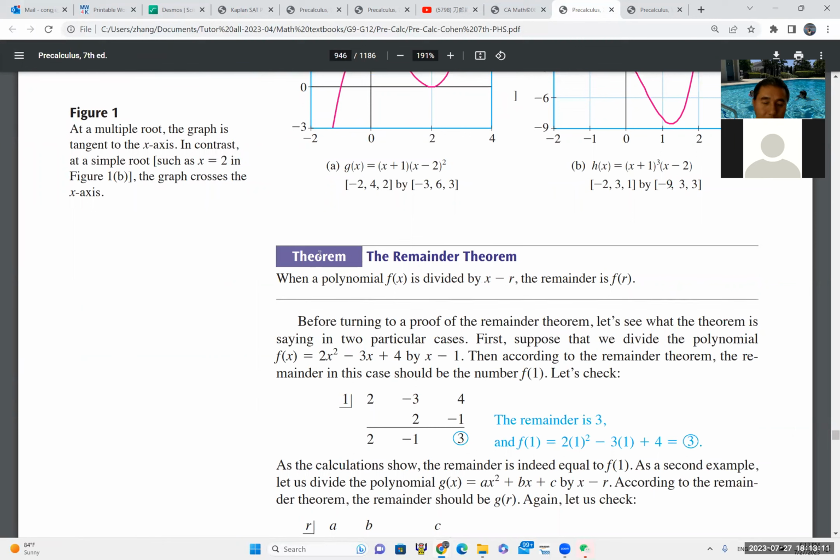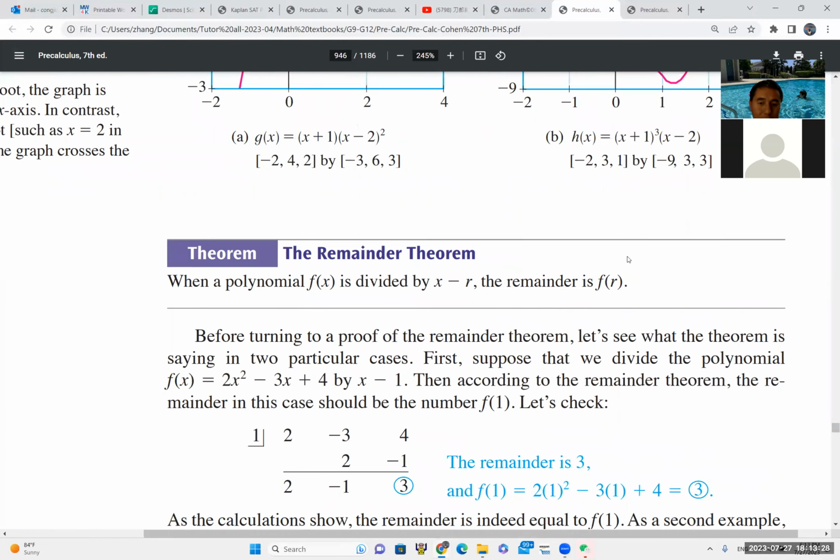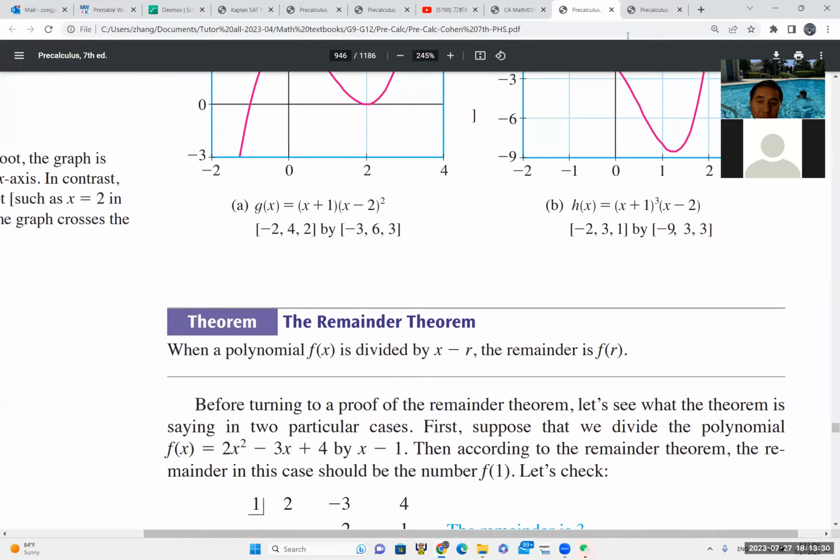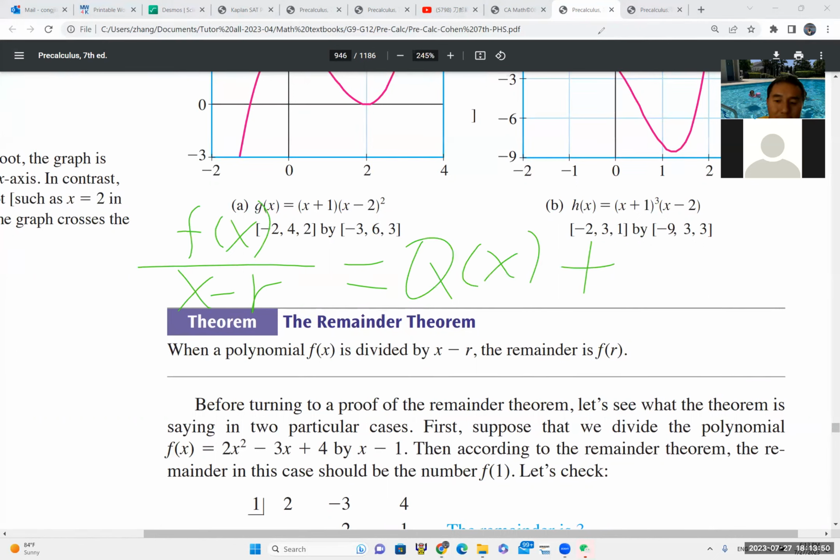Okay, let's just go to this theorem directly. When a polynomial is divided by x minus r, the remainder is f of r. The reason is we can write it, for example, as f of x divided by x minus r equal to what we call the quotient of x plus the remainder.